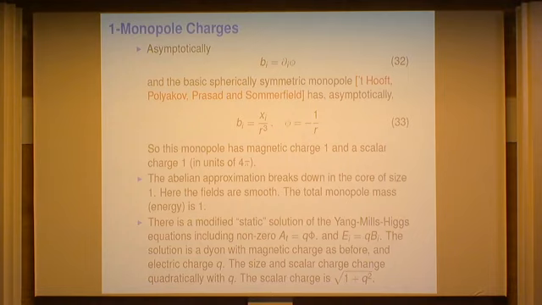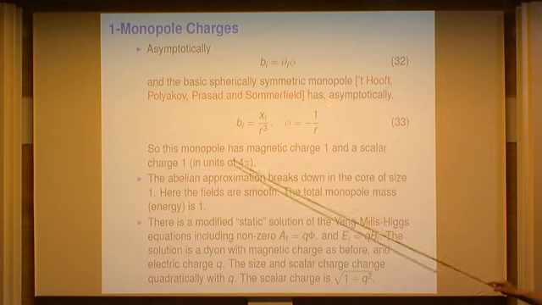And so this monopole has magnetic charge 1 and a scalar charge 1 in units of 4 pi. I've simplified factors of 4 pi in this whole discussion. So the fact this coefficient is 1 and the fact this coefficient is 1 means that the charge is 1, and there's a scalar charge as well. So a monopole is both a magnetic object and a scalar object at the same time.